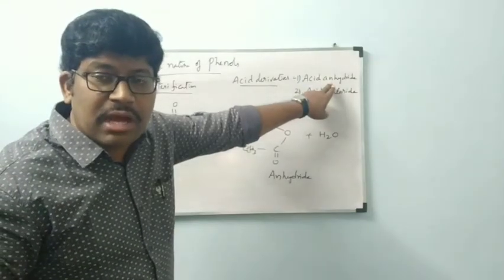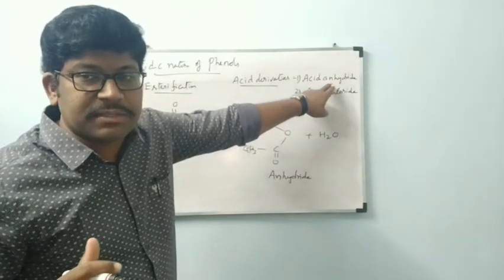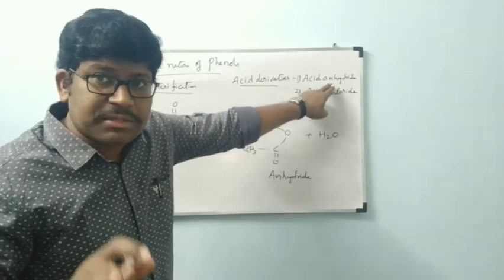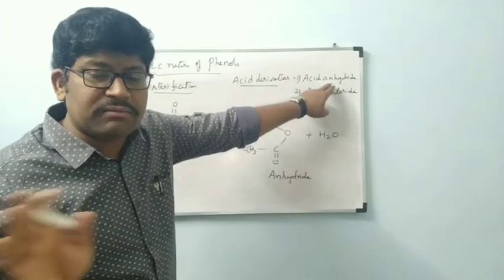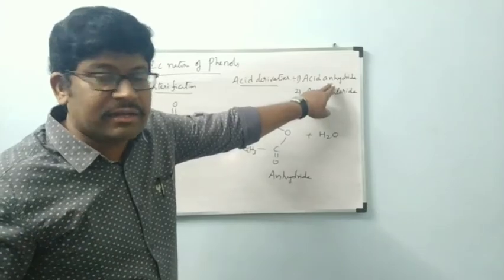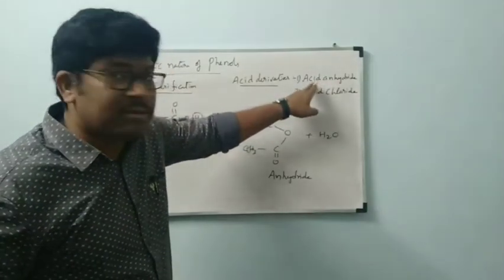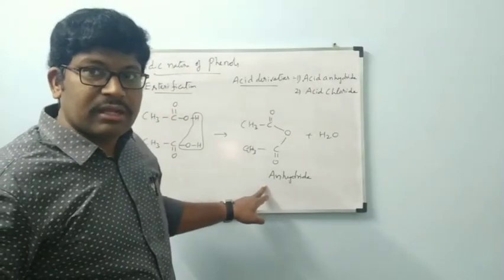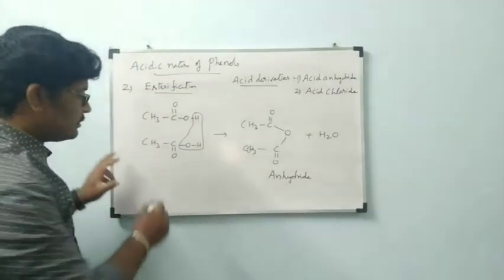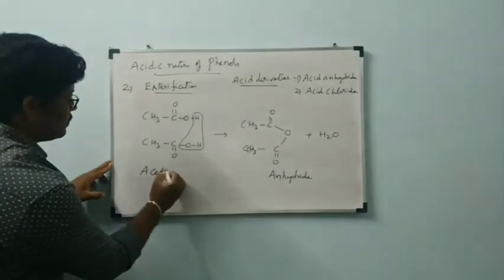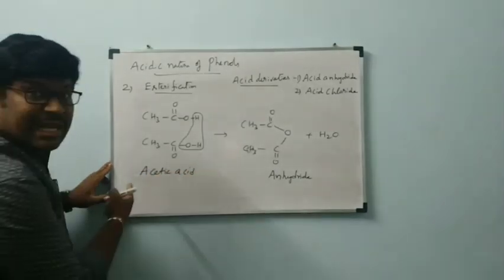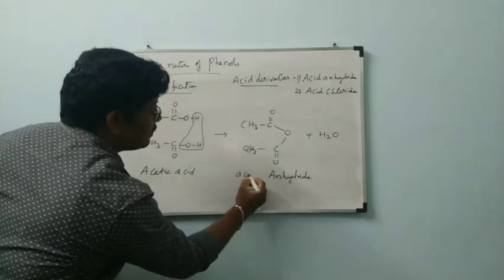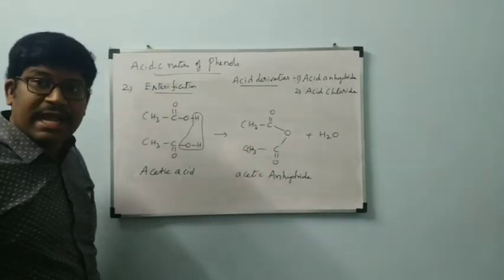The substance which is obtained by the removal of water from another substance is called anhydride. That is clear. That anhydride is obtained from acid only, na? That's why this is called acid anhydride. Now, what is the acid name here? Acetic acid. So the name of this compound is acetic anhydride.